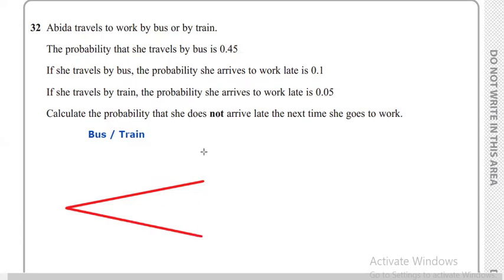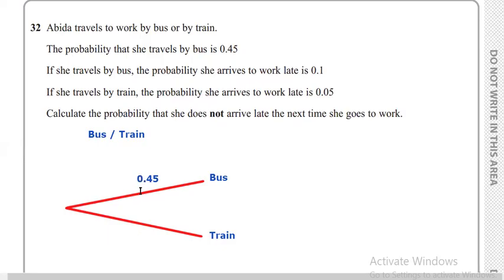And then the probability of being late by each one of them. So let's say this one is bus, and the other one is train, like this. Now, first, we know that the probability of traveling by bus, as they said here, is 0.45. So by bus is 0.45. So I'm going to write it here, 0.45. Now, we all know that the sum of all probabilities should always equal 1.